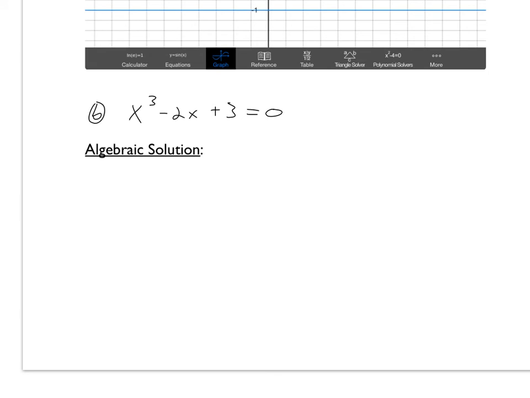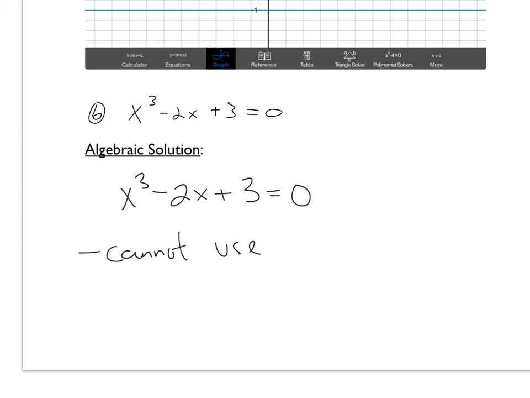Okay, so here's another interesting case. If we have x cubed minus 2x plus 3 is equal to 0, I'm trying to use the factor theorem to find a number that will make it equal to 0. I can't find any whole number that will do that. So in this situation, you cannot use the factor theorem to factor.